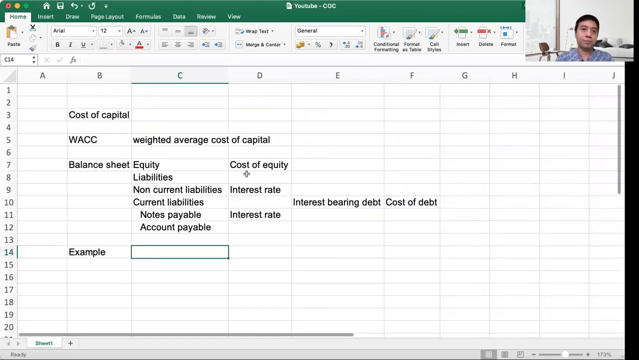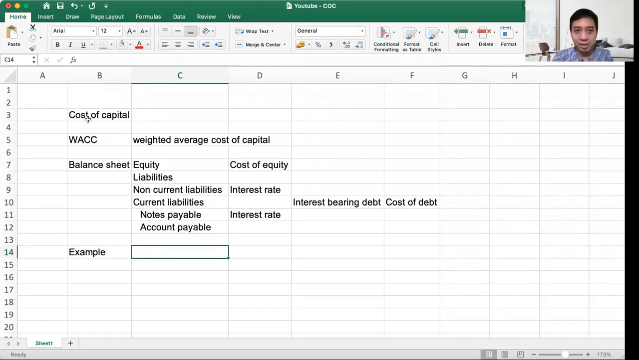And today we are going to talk about how to calculate cost of capital. Okay, let me share my screen with the Excel file, which I already prepared for this video. The term cost of capital is also known as weighted average cost of capital. So maybe in your studies, your references refer to WACC, weighted average cost of capital. It is actually the same as cost of capital.